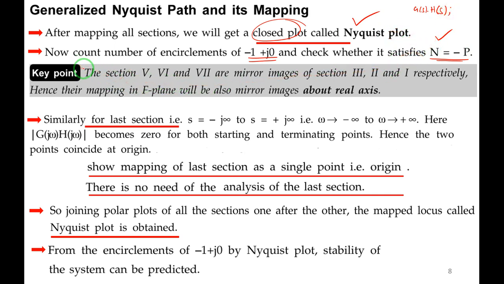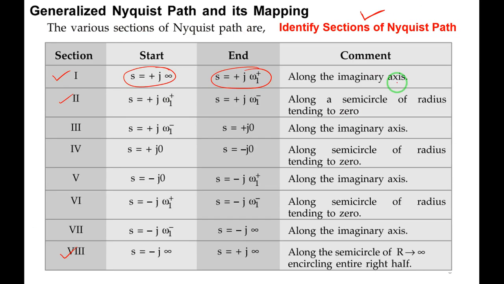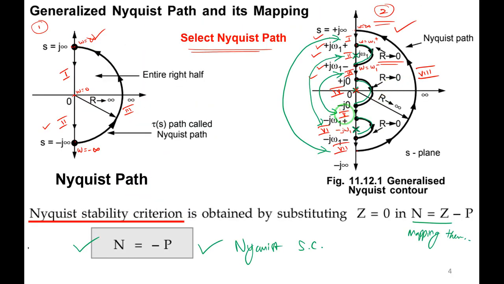Okay, draw polar plot for all the sections I told, but no need to draw the polar plot for sections 5, 6, 7, because already I told they are mirror images of 3 to 1 respectively. Already I have shown there. The sections 5, 6, 7 are mirror images of 3 to 1. I have shown you, right? Green color.